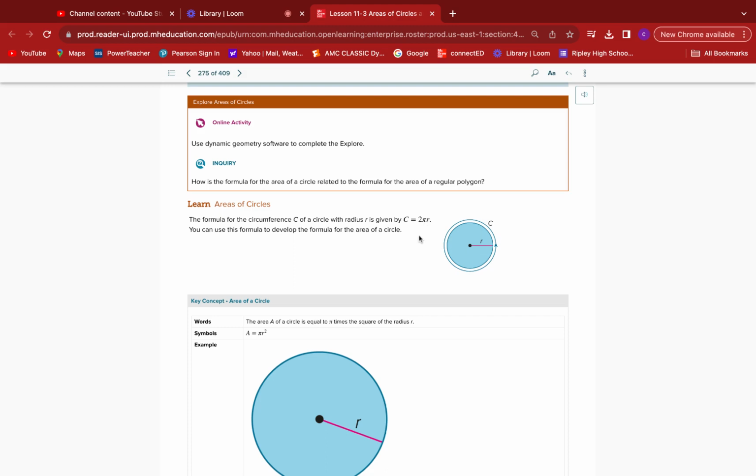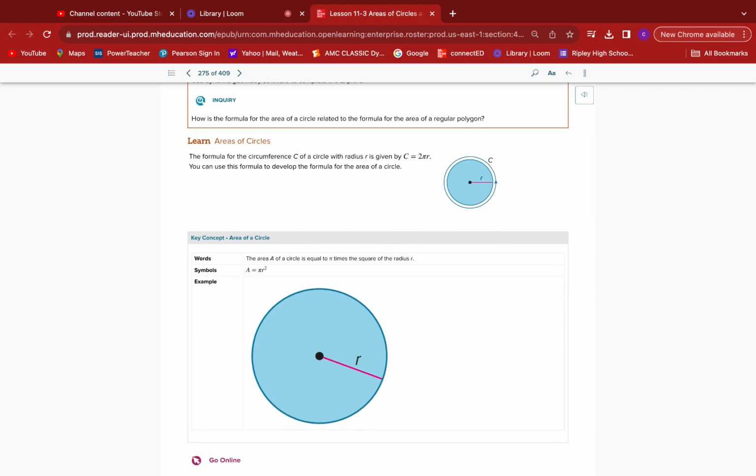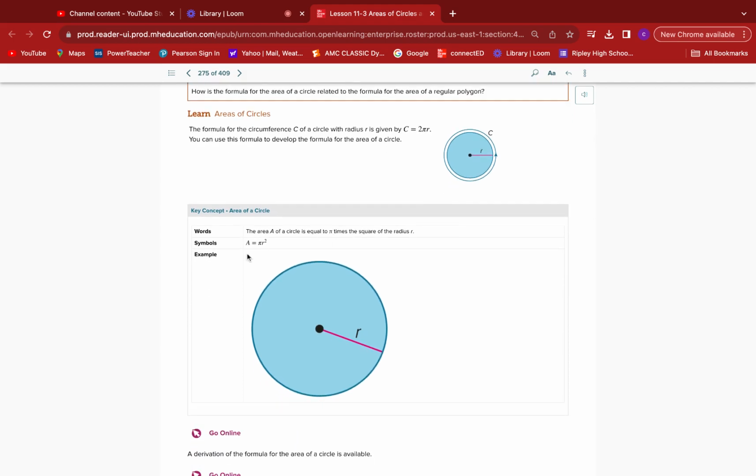Now, if you're wondering what pi is, it's an irrational number, 3.14159 and so on. It keeps going on and on. And what it is, if you've never seen my videos before, it's the circumference divided by the diameter of your object. It's always going to be the same thing, 3.14 something. So that's what pi is.